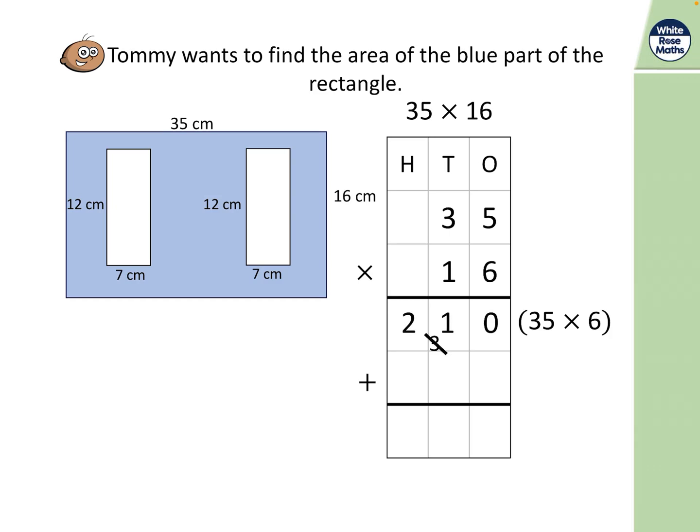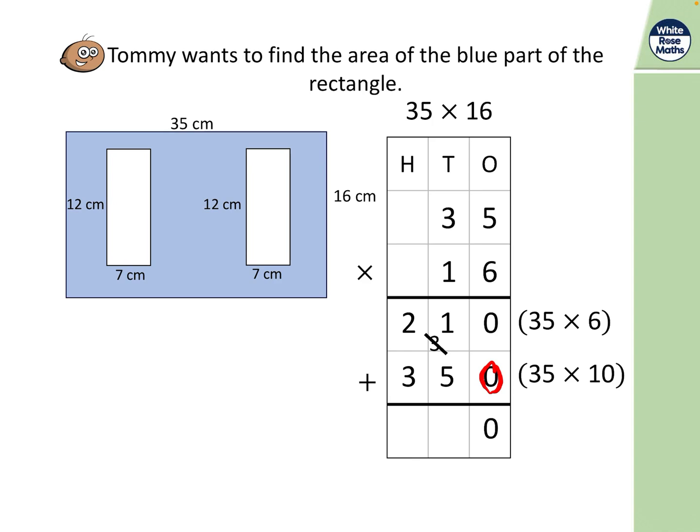So we can do our 35 times 6. 6 times 5 is 30. And 6 times 3 is 18. Add our 3 is 21. Well done if you got that. Remember. What do we need to remember? Our placeholder. So we're actually doing 35 times 10. So you could just do that off your head, but it's always good to take it slow.